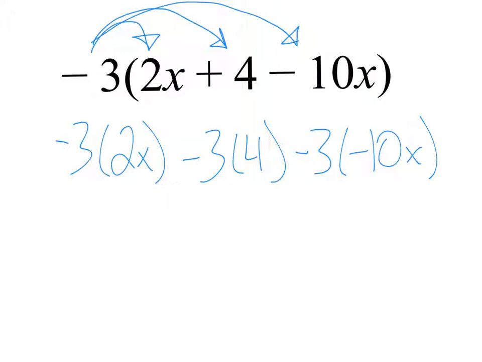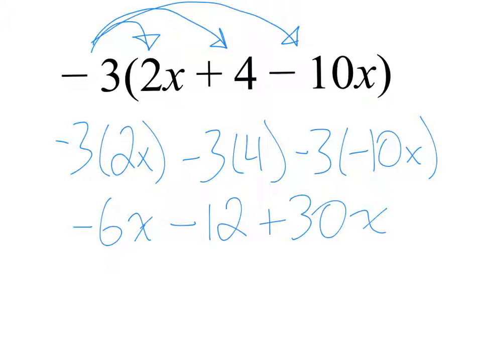Alright, well now let's simplify this. What's negative 3 times 2? You got it, negative 6. And we have the x there also. Then negative 3 times 4, negative 12. And then I have negative 3 times negative 10. The negatives cancel, so we just have plus. 3 times 10 is 30. And our x is still there.